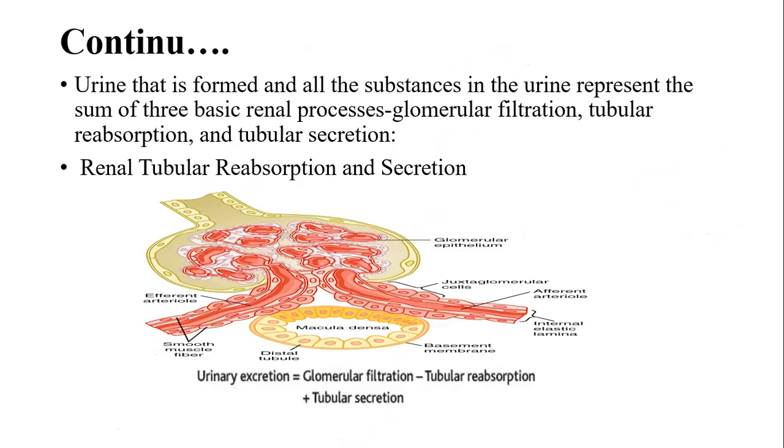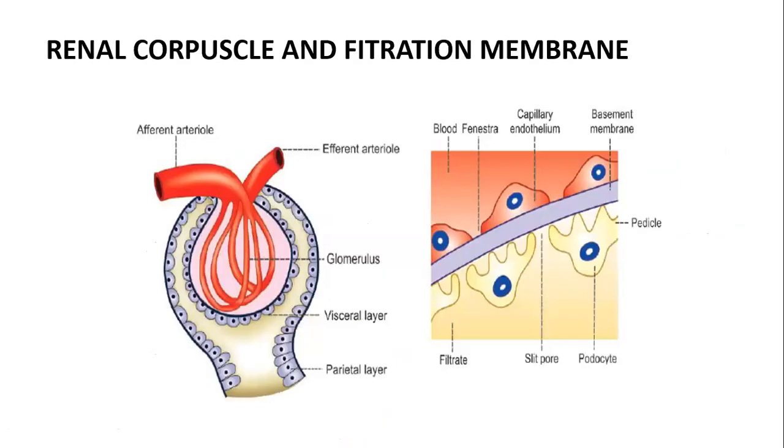Now the urine that is formed, and all the substances in the urine, represent the sum of three basic renal processes: glomerular filtration, tubular reabsorption, and tubular secretion. There's also what we call renal tubular reabsorption and secretion. This diagram, I think we have already talked about, and there's a better diagram which you can appreciate.